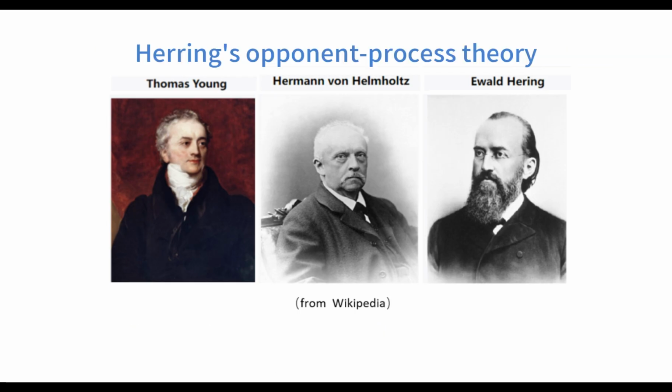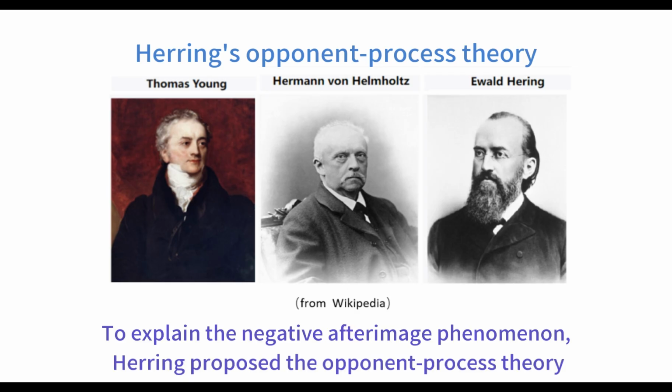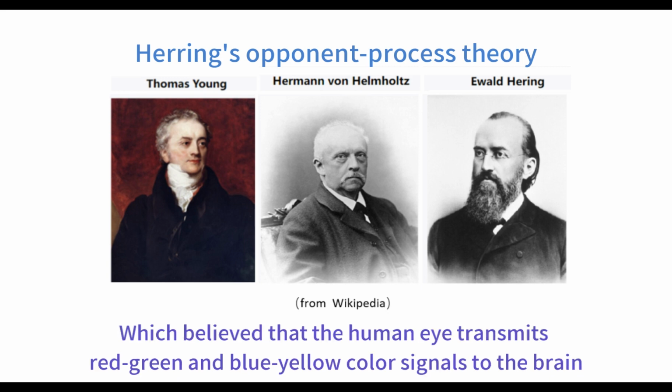Hering's opponent process theory. To explain the negative afterimage phenomenon, Hering proposed the opponent process theory, which believed that the human eye transmits red-green and blue-yellow color signals to the brain.